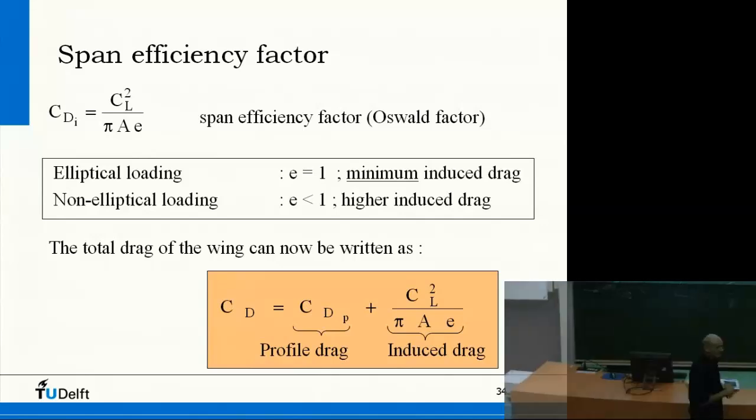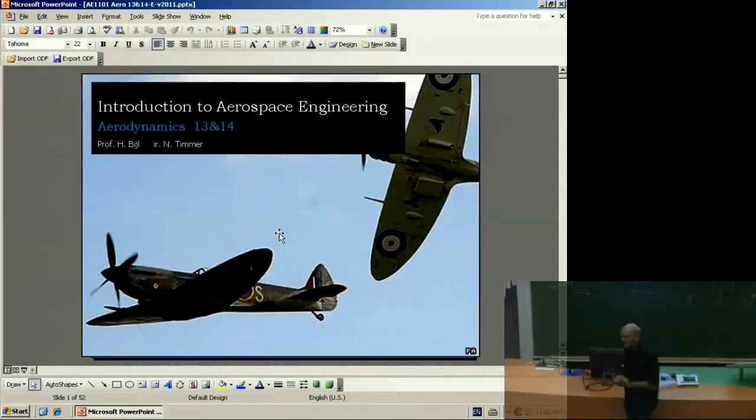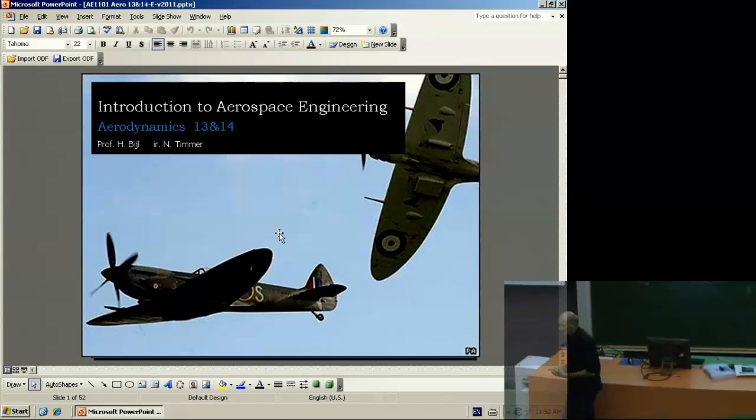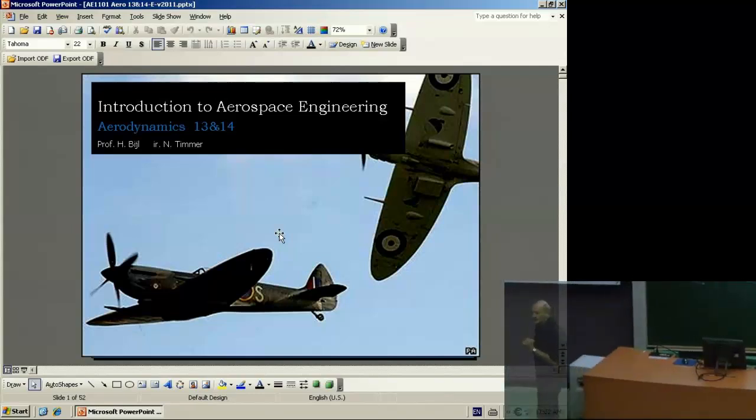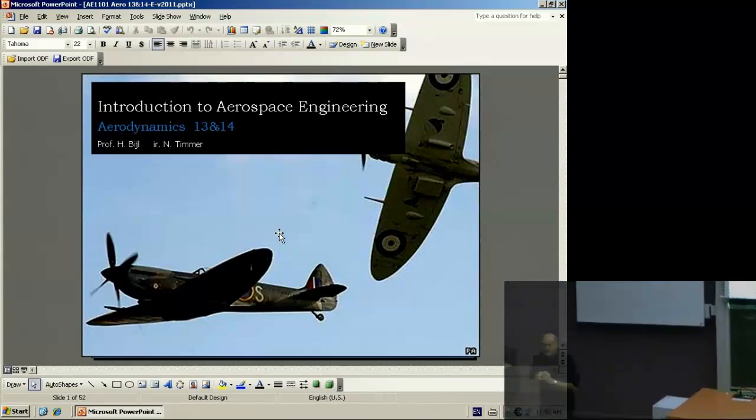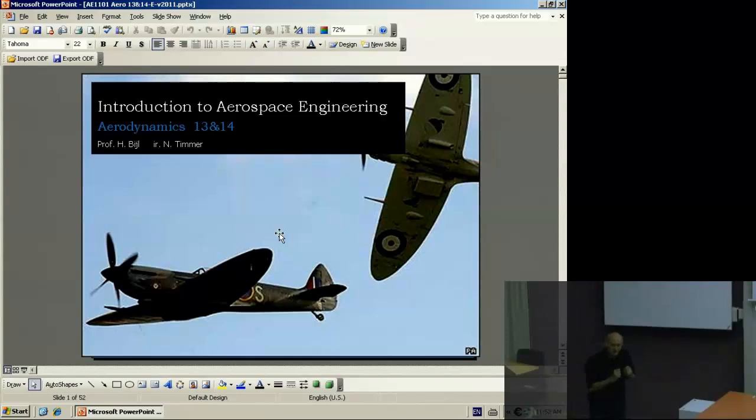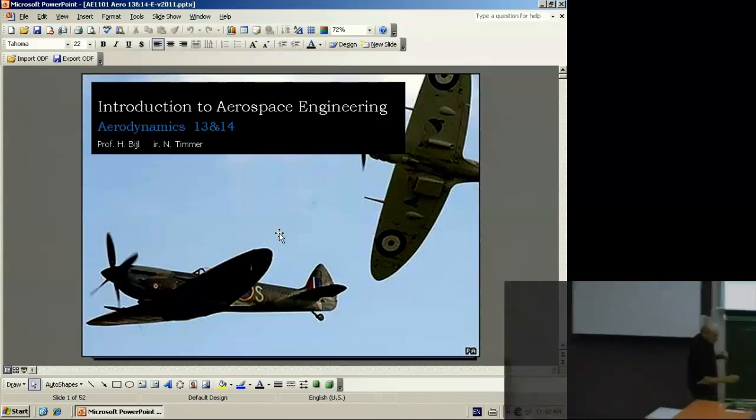To reduce the induced drag, this is a way of using the same airfoil, so the same CL at a certain angle of attack, but then shaping the wing in such a way that the lift distribution comes close to the elliptical lift distribution, in such a way that the drag goes down, the induced drag.